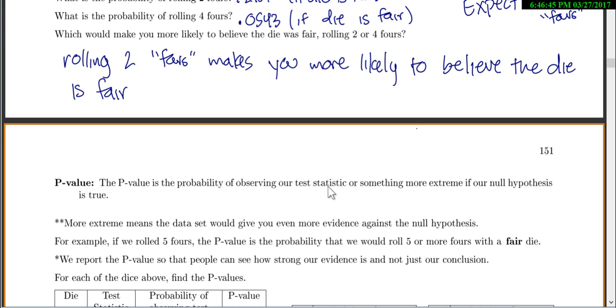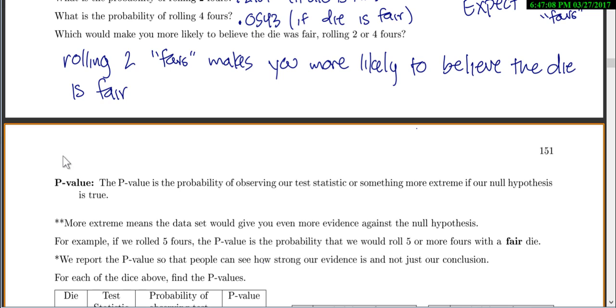The p-value is the probability of observing our test statistic or something more extreme if our null hypothesis is true. Okay. Now, when you read this, it sounds like a long, complicated interpretation, and people always ask me to simplify it, and you can't really simplify it. So the definition of the p-value always has 2 things.